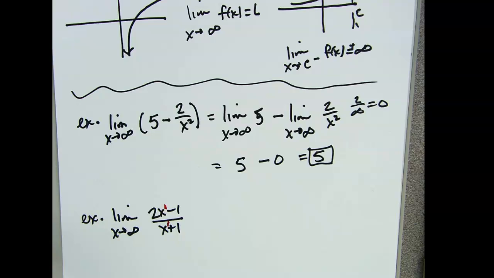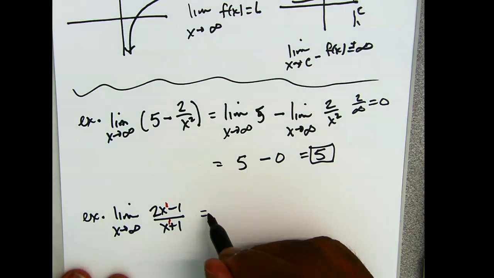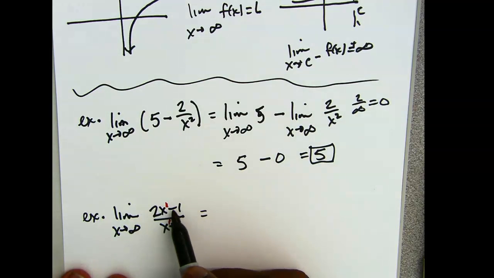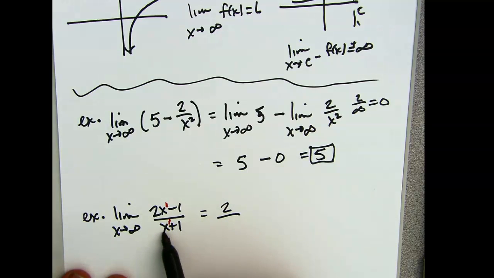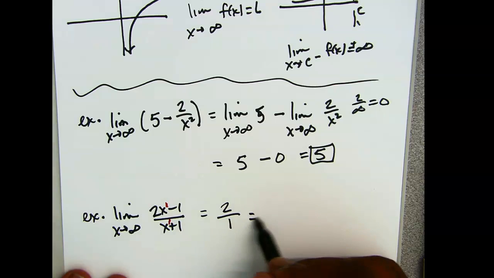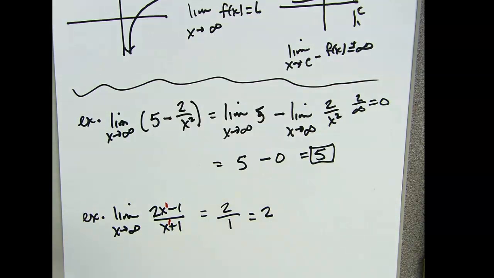So the limit as x goes to positive or negative infinity of a rational expression where the degree of your numerator and the degree of your denominator are the same, that's just equal to the coefficients of that largest degree. So that's going to be the coefficient of x, 2x minus 1. The coefficient of the x here is 2. x plus 1, the coefficient of the x here is 1. And that answer is 2.